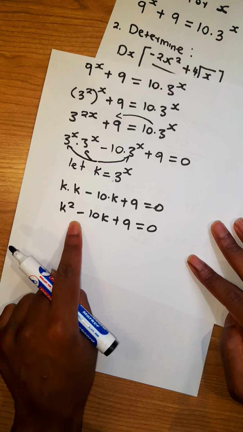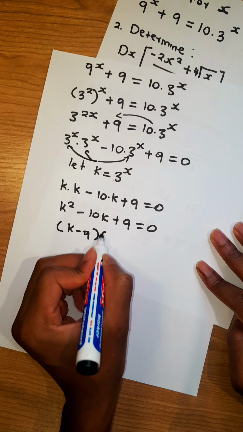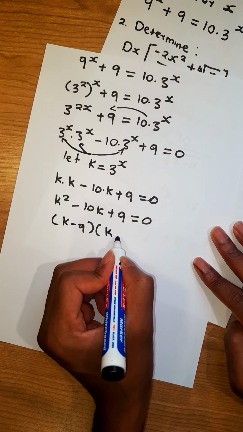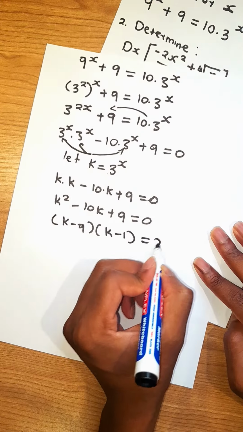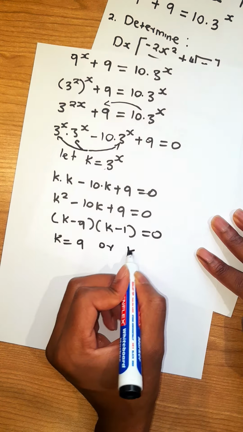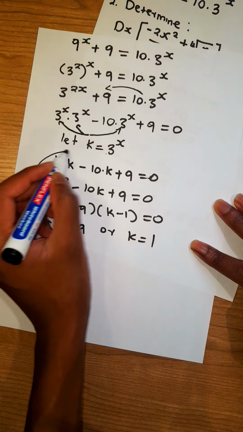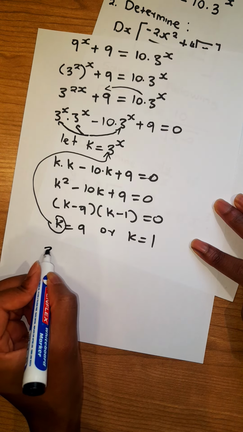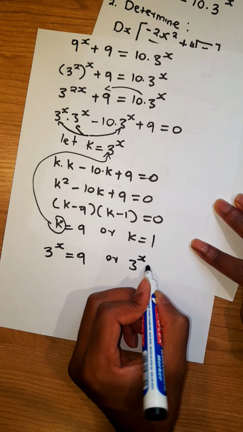If you solve this out, you end up finding that you are going to get k minus 9, and k, should it be plus or minus? I feel like it should also be minus 1 equals 0, right? And then you're going to have k equals 9, or k equals 1. The value of k is actually 3 to the power x. So instead of writing k, you're just going to put 3 to the power x equals 9, or 3 to the power x equals 1.